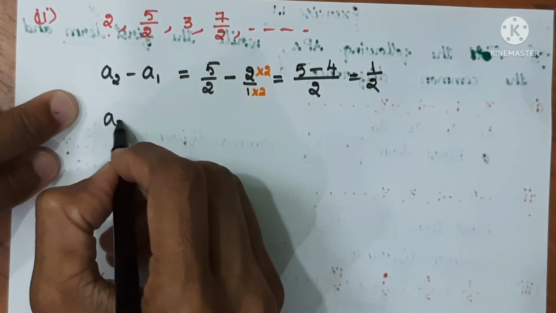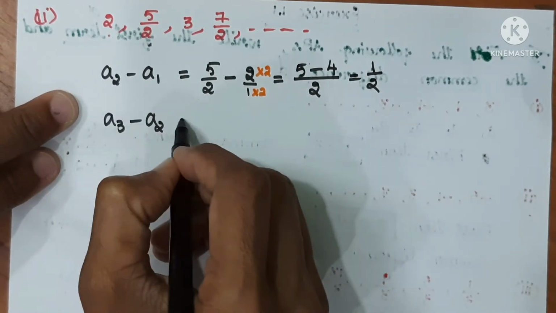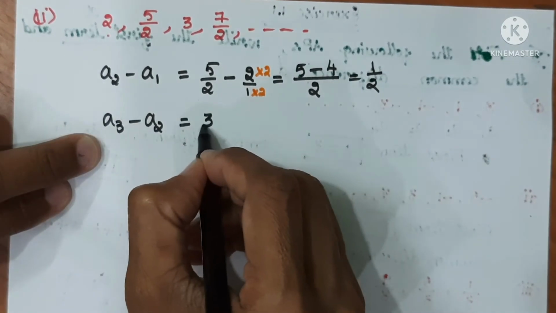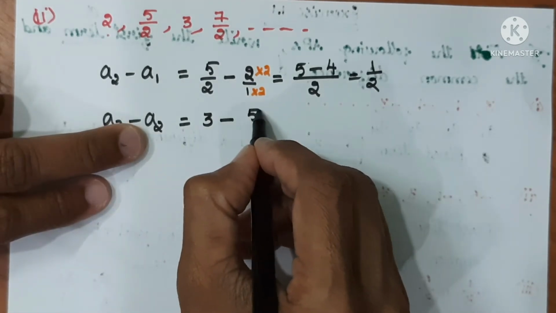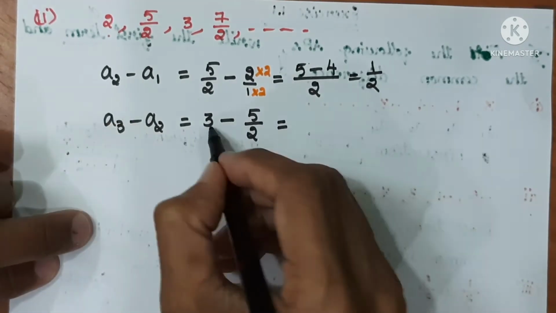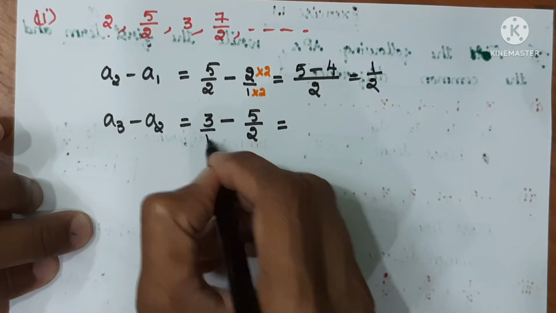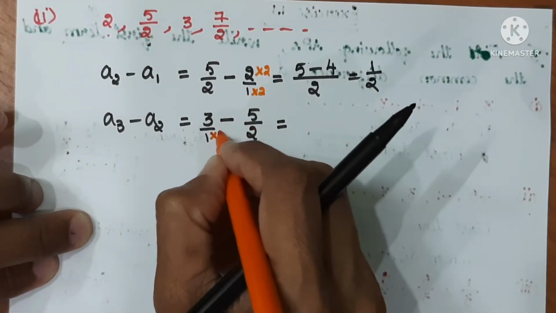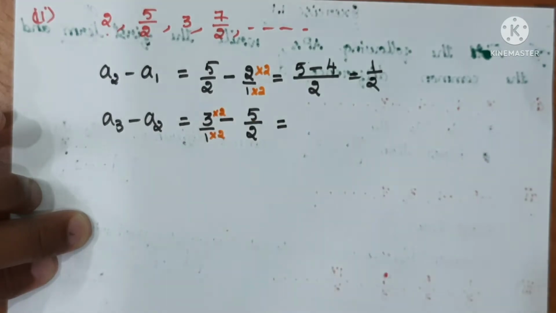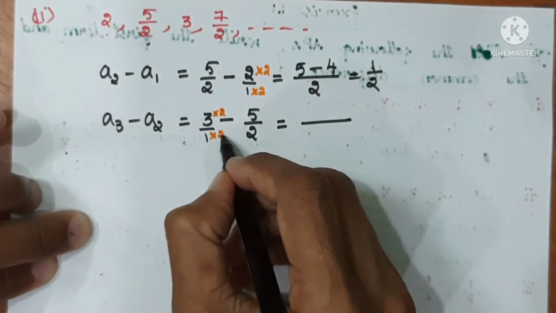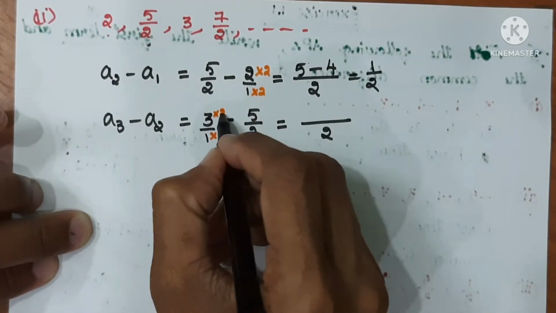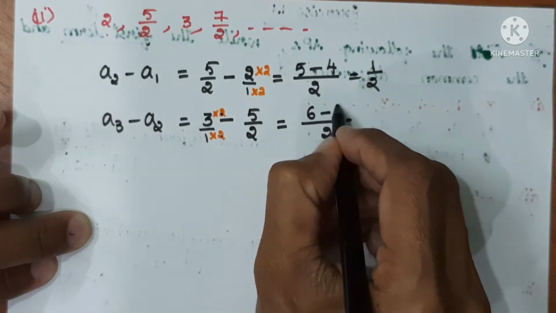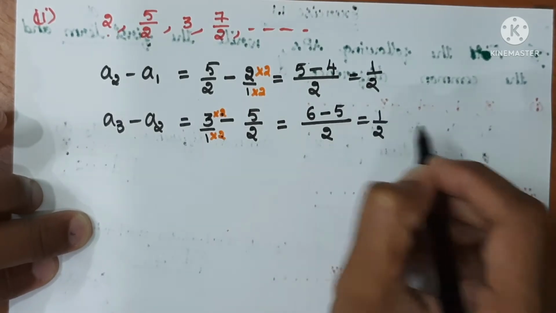Now A3 minus A2 equal to, the third term is 3 minus second term is 5 by 2. Here also they are fractions, we have to take the LCM. Here the LCM will be 2 and we have to multiply the numerator and denominator by 2. So the LCM is 2. This is 3 2s are 6 minus 5. Again we get 1 by 2.